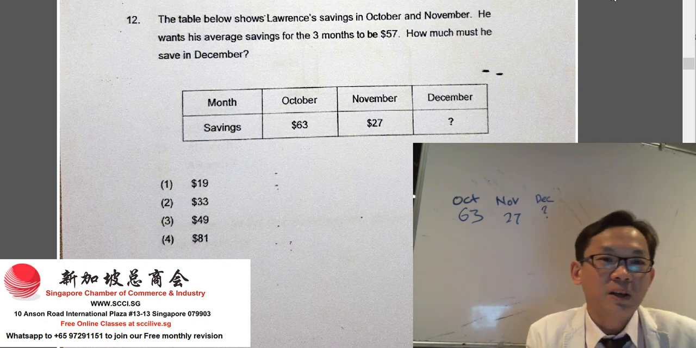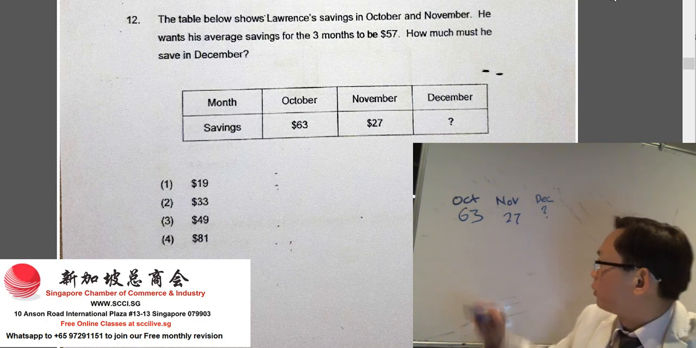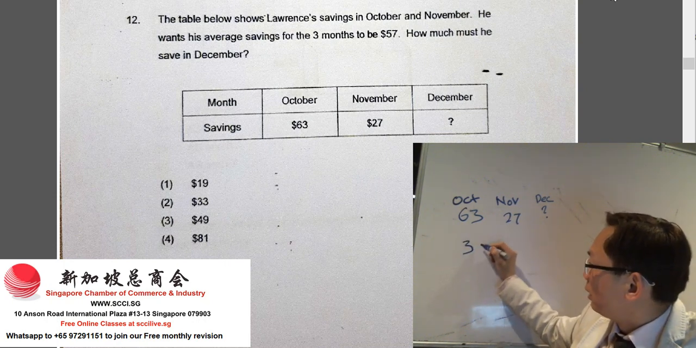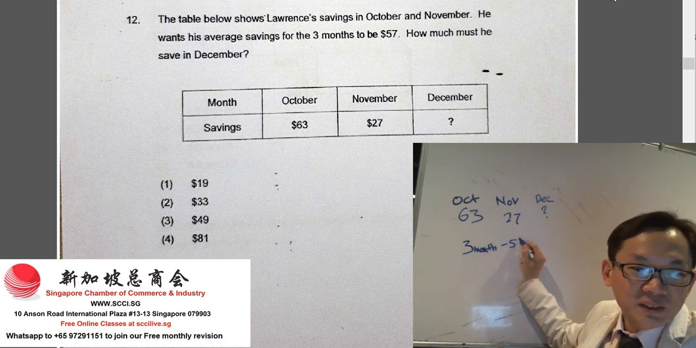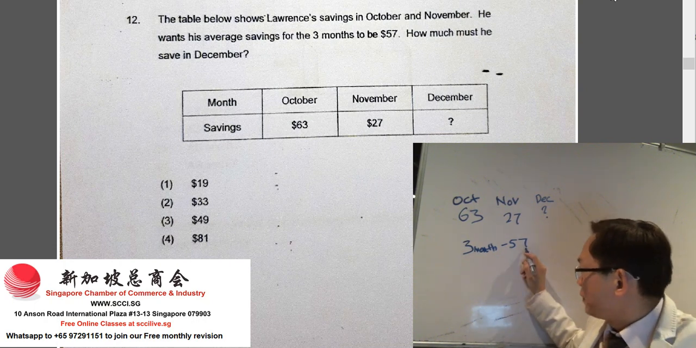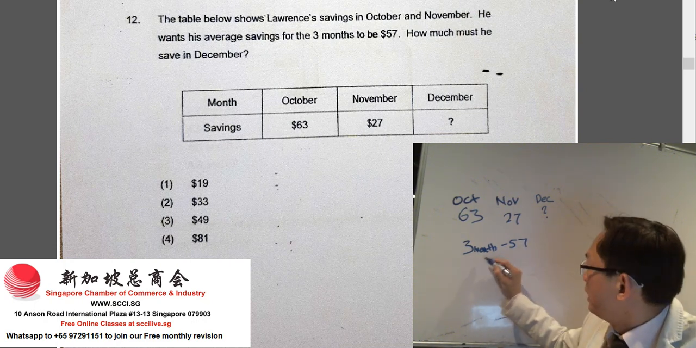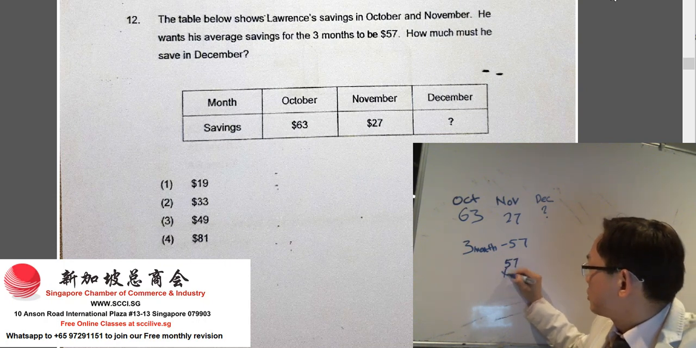But they did give us a very important clue. They state that his average saving for 3 months is supposed to be 57. So for 3 months, if every month is around 57, based on the average, let's look at the total figure. So it's 57 times 3.